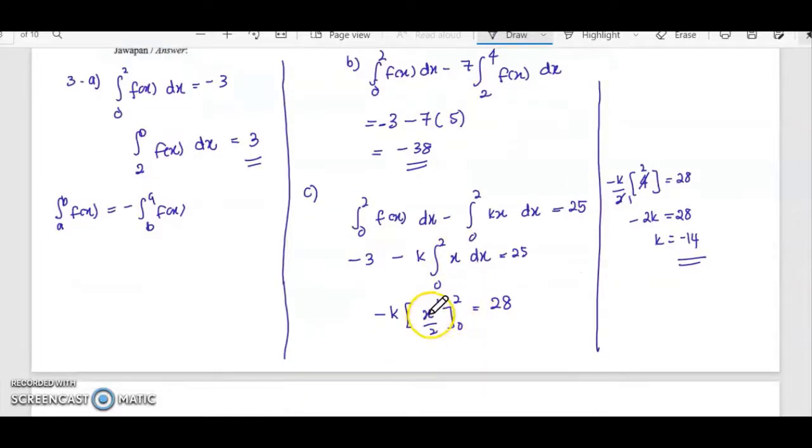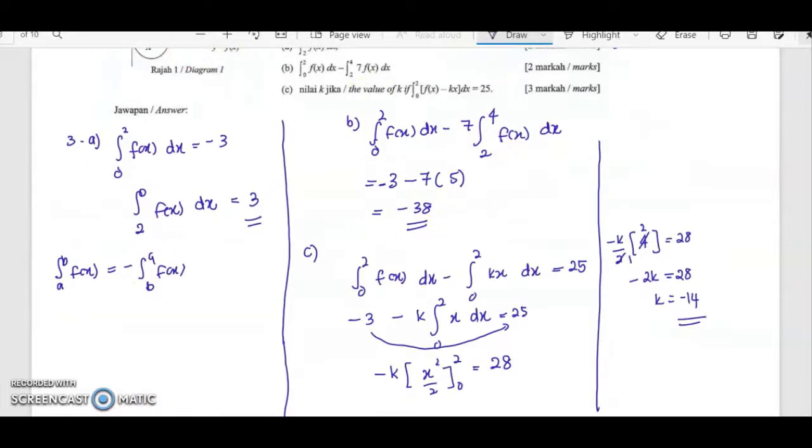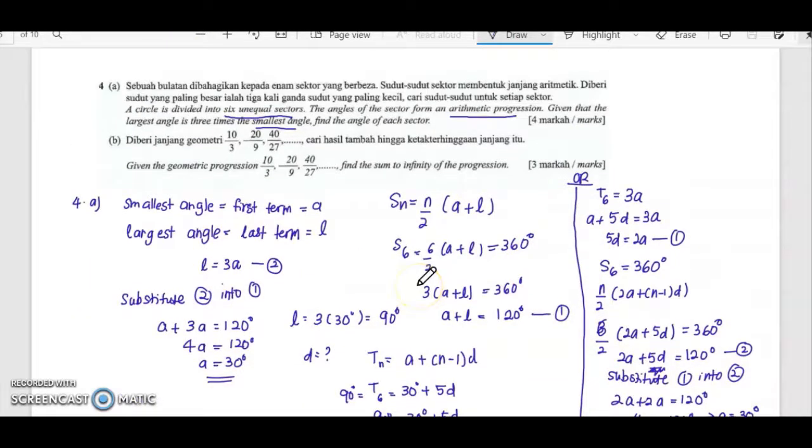So kita integrate x, kita dapat x square over 2. And then we put a limit from 0 until 2. And then this one is negative k. 3 ni saya bawa pergi sebelah. So 25 tambah 3 dapat 28. Sampai sini, saya keluarkan 2, saya potong balik lah. 2 kuasa 2, 4, tolak dengan 0 kuasa 2, 0 dapat 4 kat sini ya. Jadi, kita dapat, simplify di sini dapat negative 2k equal to 28. So, the last answer will be k equal to negative 14. That is for question number 3. Okay, so we go to question number 4.